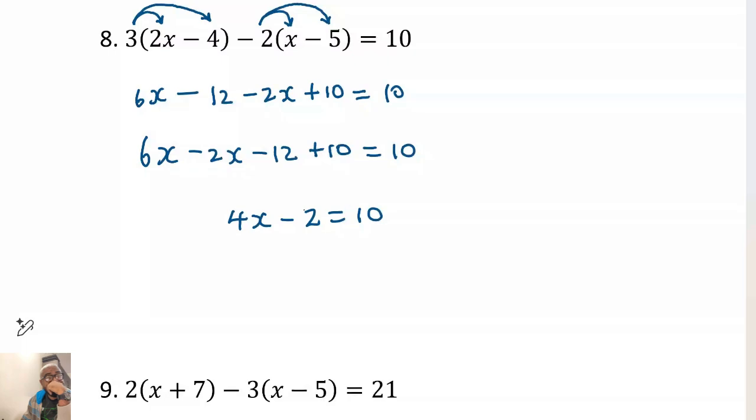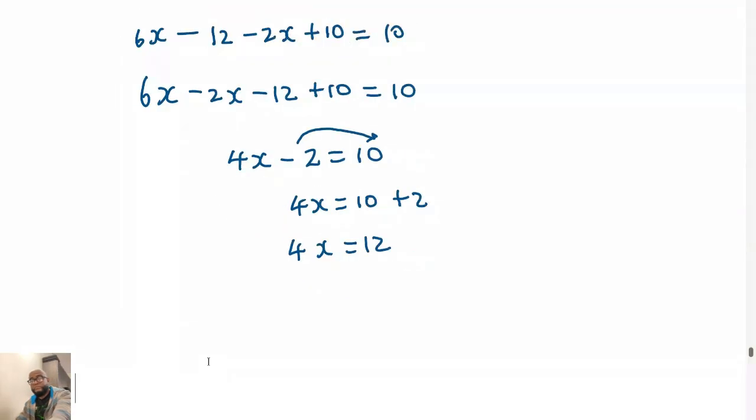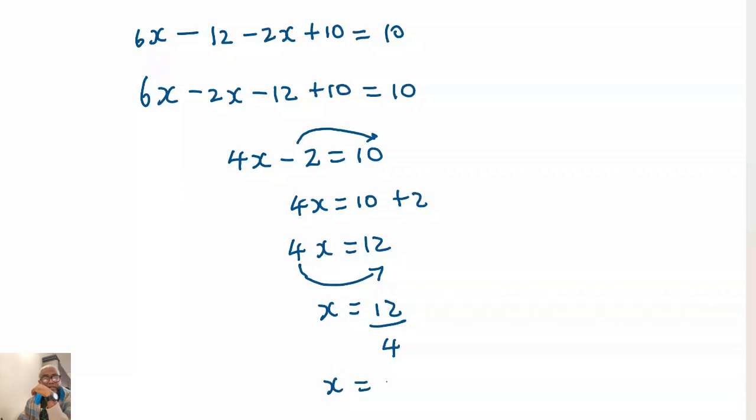Fix it. When I carry the 2 here, what do we do with it? So 4x is equal to 10 plus 2. 4x is equal to 12. What do we do next? Fix it, Bob. Right, so you can divide it. X is equal to 12 divided by 4. X will be equal to, fix it, Bob.